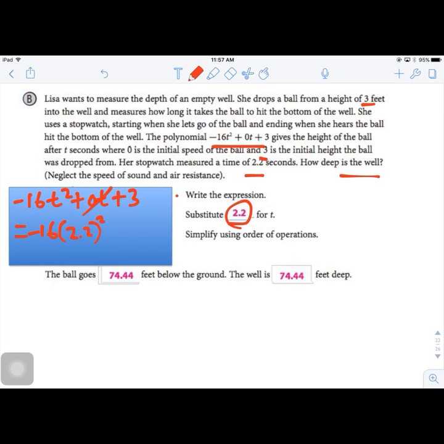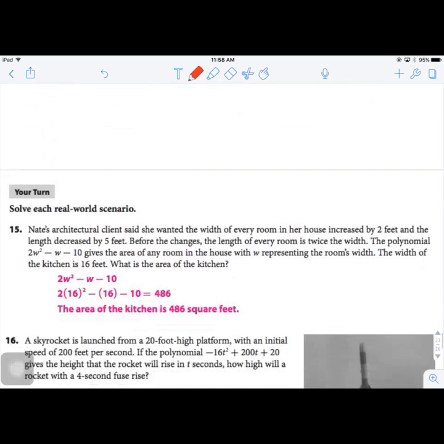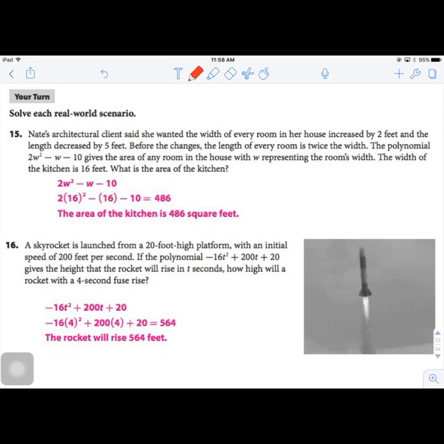Notice that 0 is gone. We don't even need to worry about that. And then plus 3 at the end. We have a negative 74.44. And the unit is feet. And make sure you use your calculator to double check to see if that is the answer and you know how to obtain the answer. And that is the final answer. Now it is your turn, so make sure you pause the video before you look at the answers to see how it is done.